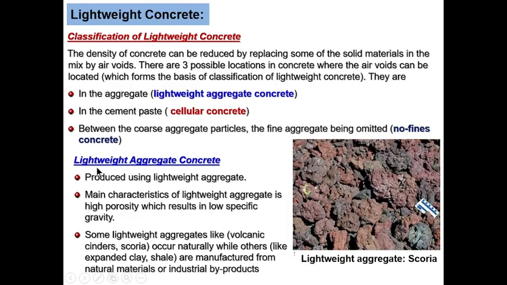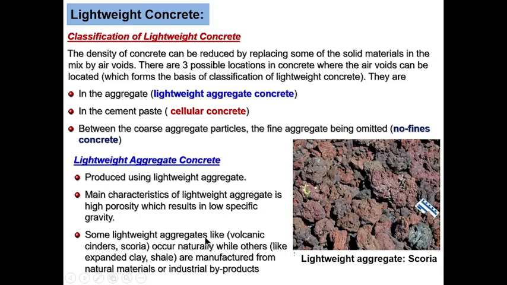So let's quickly look at lightweight aggregate concrete. Lightweight aggregate concrete is produced using lightweight aggregate. In this case, it is the aggregate that is lightweight, usually the coarse aggregate. The main characteristic of lightweight aggregate is high porosity, which results in low specific gravity. That means the aggregate itself is porous, it has lots of voids, and so it becomes lightweight aggregate.